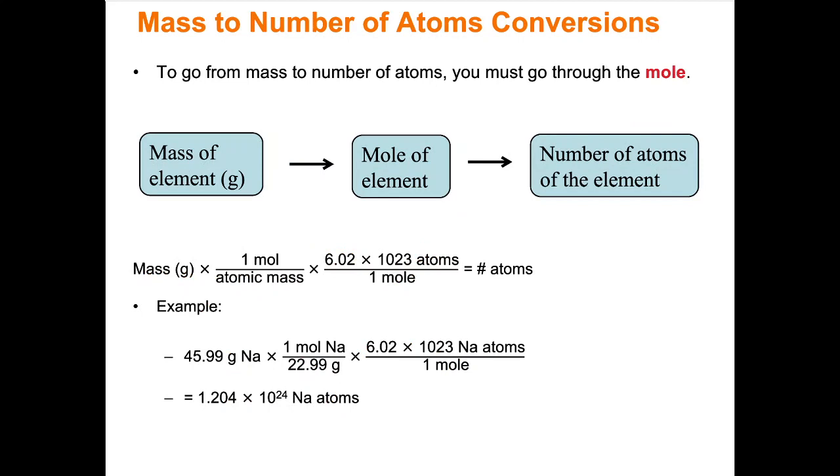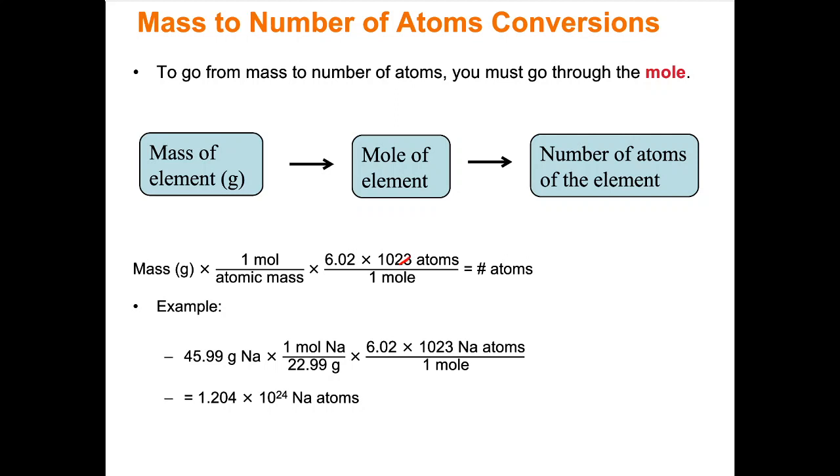Okay, and we can do these in multiple steps. So I can go from mass of the element to the moles of the element to the number of atoms of the element. Suppose I had the mass of something, and I wanted to know the number of atoms that was. So this is where my Avogadro's number comes into play.